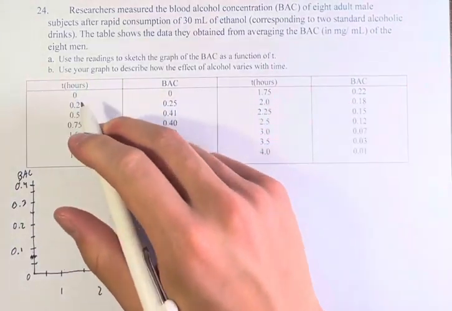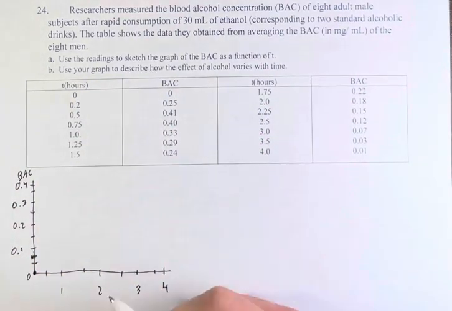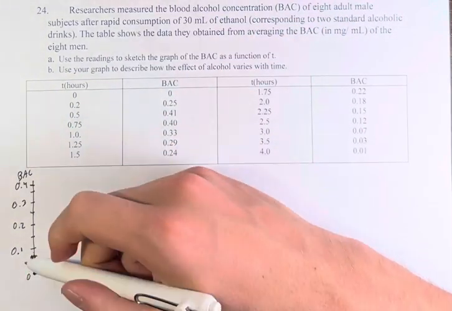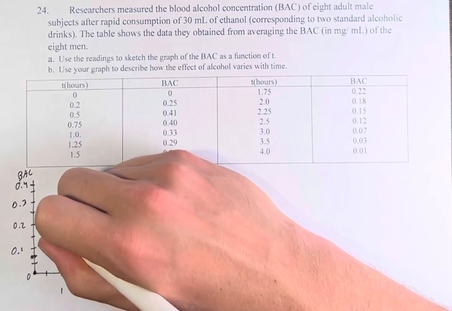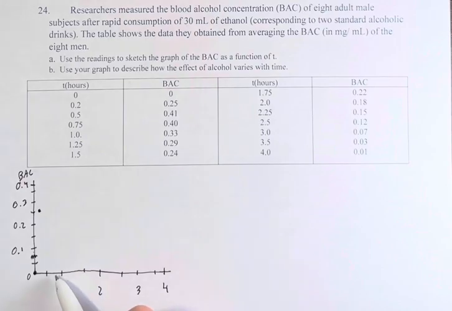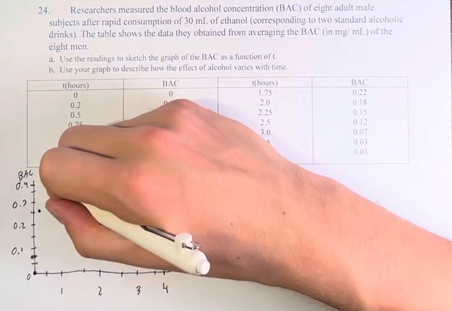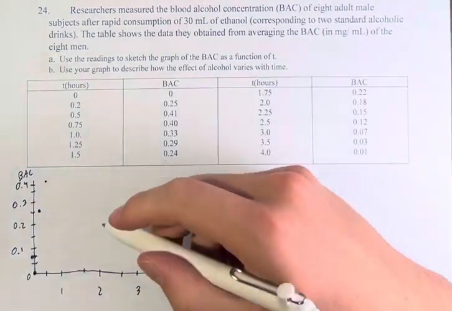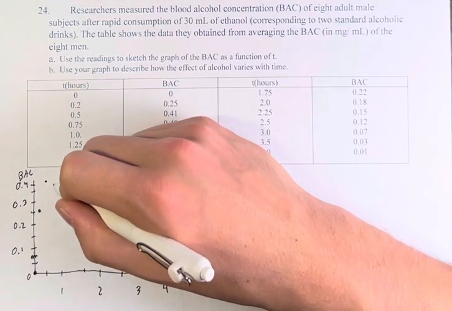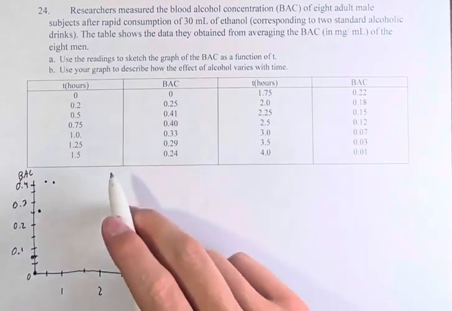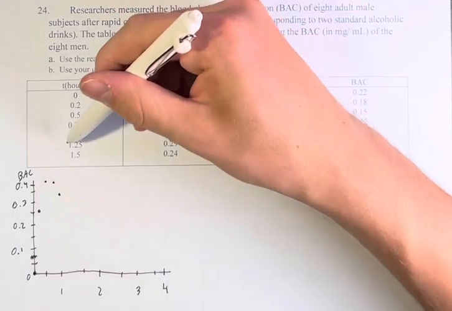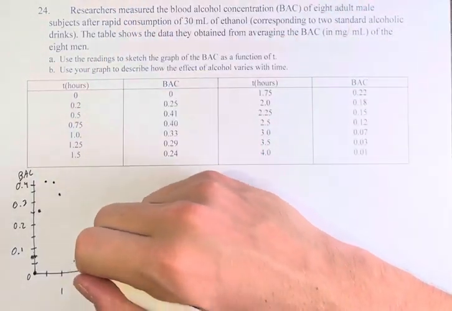So, plotting all the points, we have 0, 0, then 0.25 hours at 0.2, so that's going to be very close to 0. Then up here, at 0.5, it's 0.41. So that is exactly halfway to 1. It's just above 0.4. At 0.75, right here in between half and 1, it's at 0.4 exactly. At 1, it's at 0.33, so starting to drop. At 1.25, we're at 0.29.